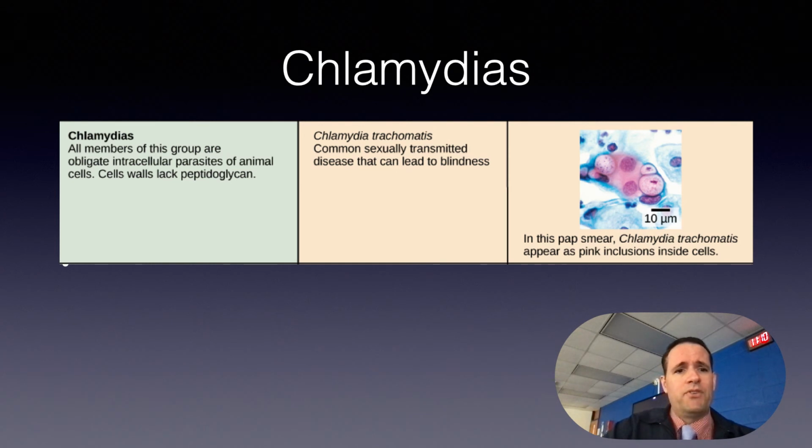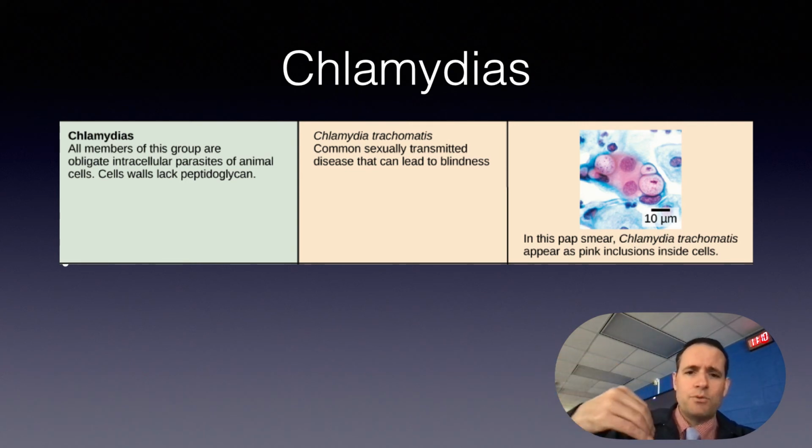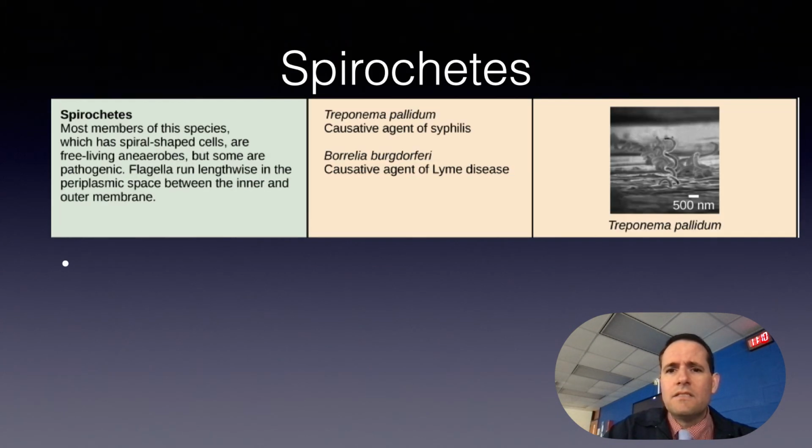Chlamydias. All members of this group are intracellular parasites. They go into cells, take over the cell, and they make it their dwelling place, and it causes disease. Chlamydia trachomatis, commonly a sexually transmitted disease that can lead to blindness if left untreated. And here's a zoom in of a pap smear. Basically, the pink color there are the inclusions, the cells that the bacteria has gone inside. Okay, so that's a sign of a chlamydia infection.